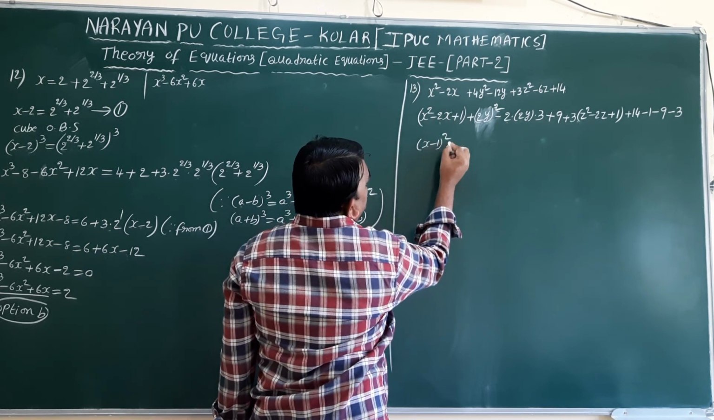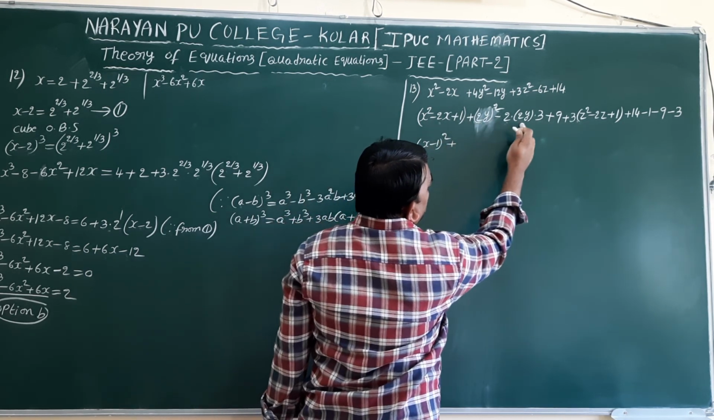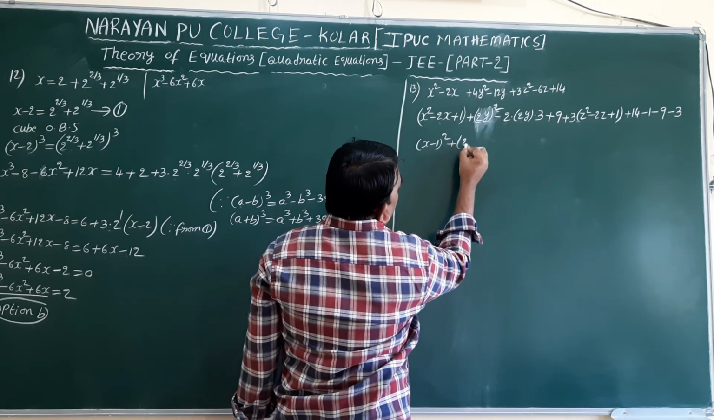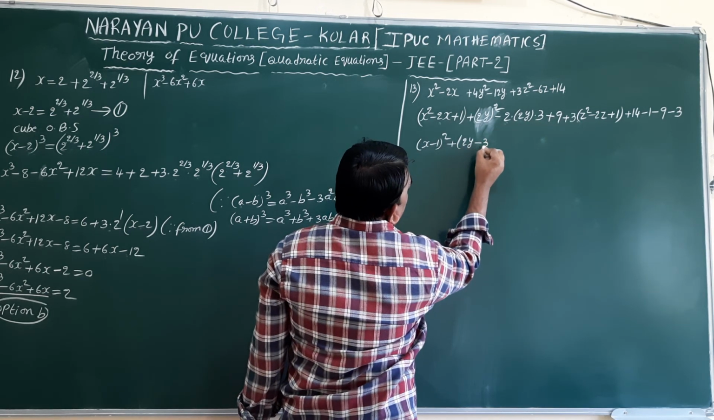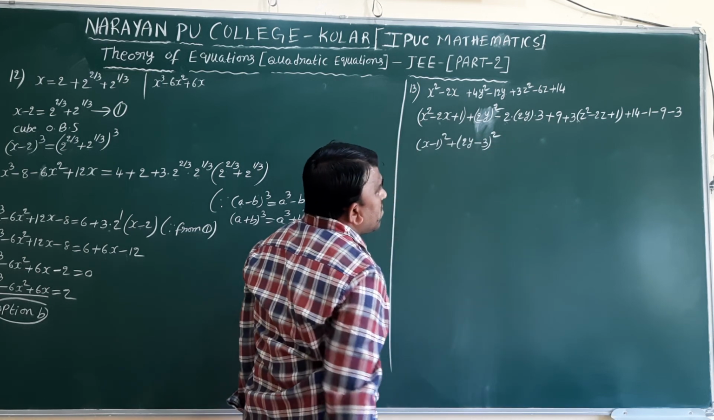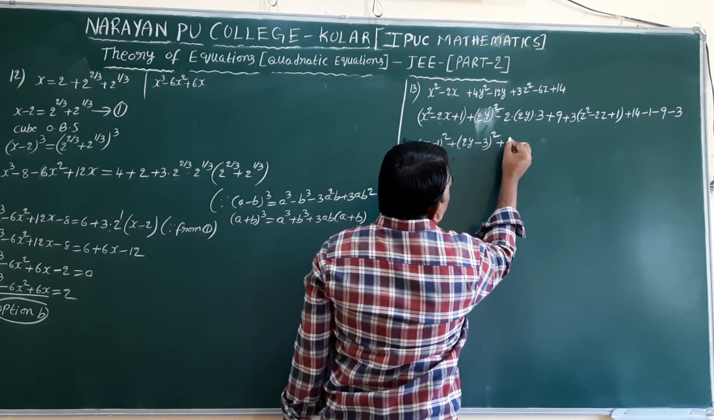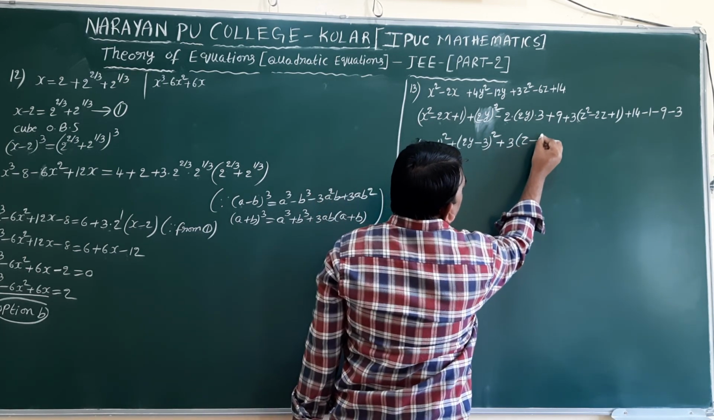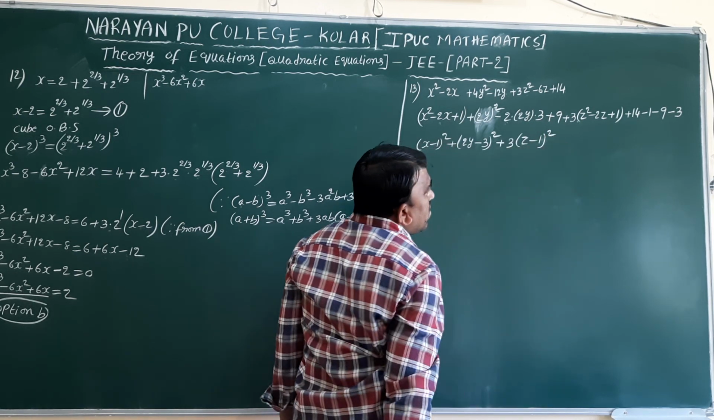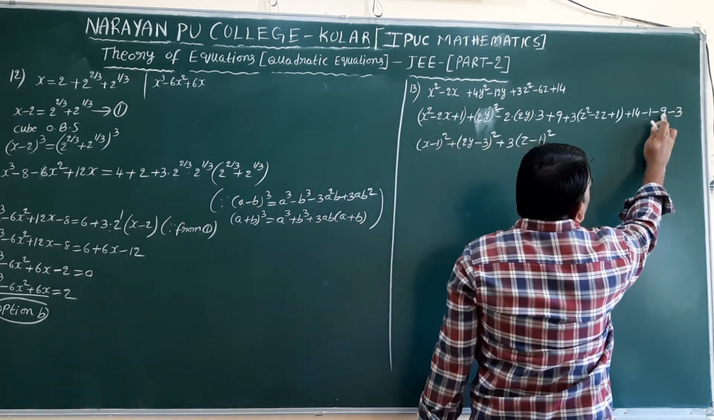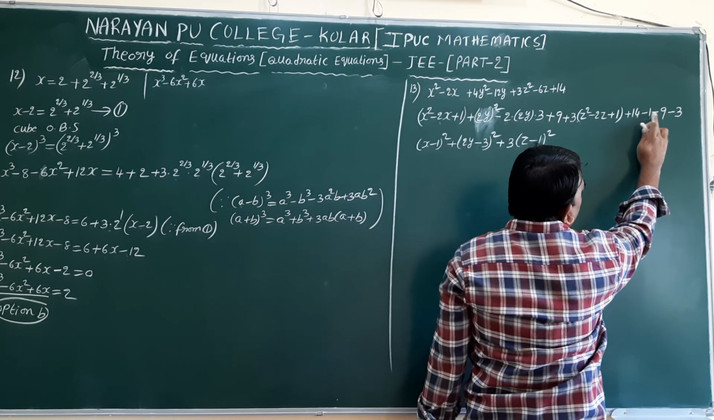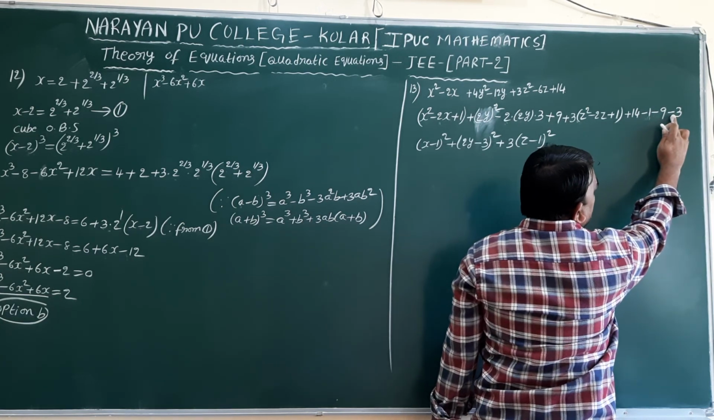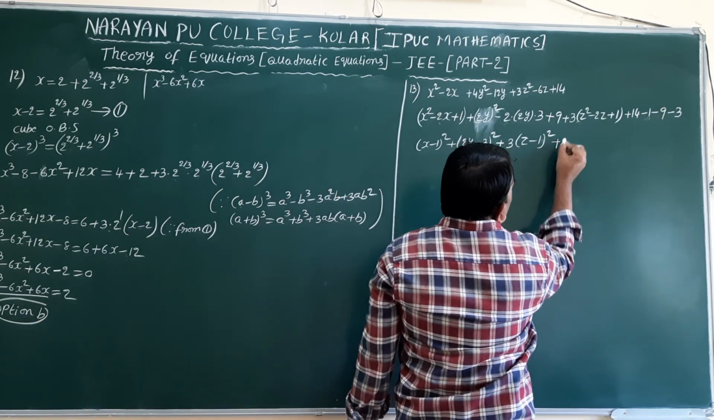x minus 1 whole square, this is the a square minus 2ab plus b square form. 2y minus 3 whole square. This is 3 into z minus 1 whole square. This one: 14 minus 1 is 13, minus 9 is 4, minus 3 is 1... so the constant is plus 1.